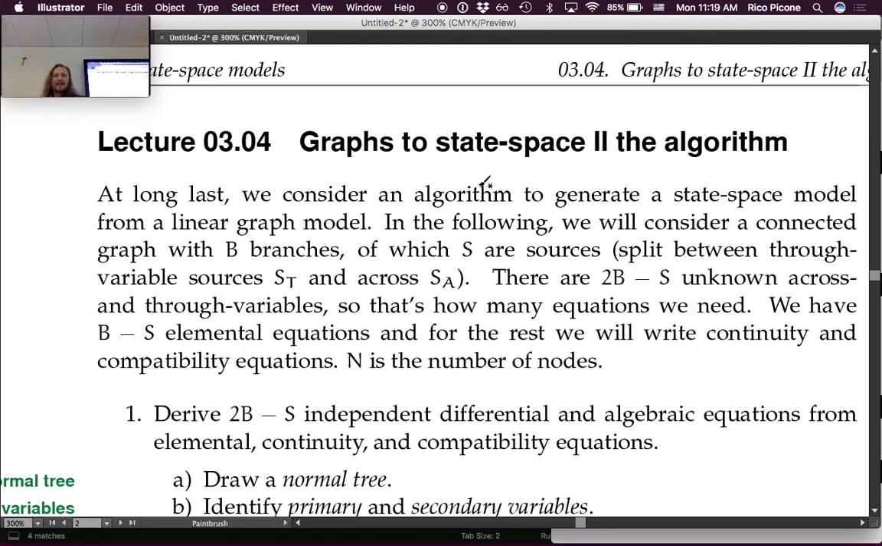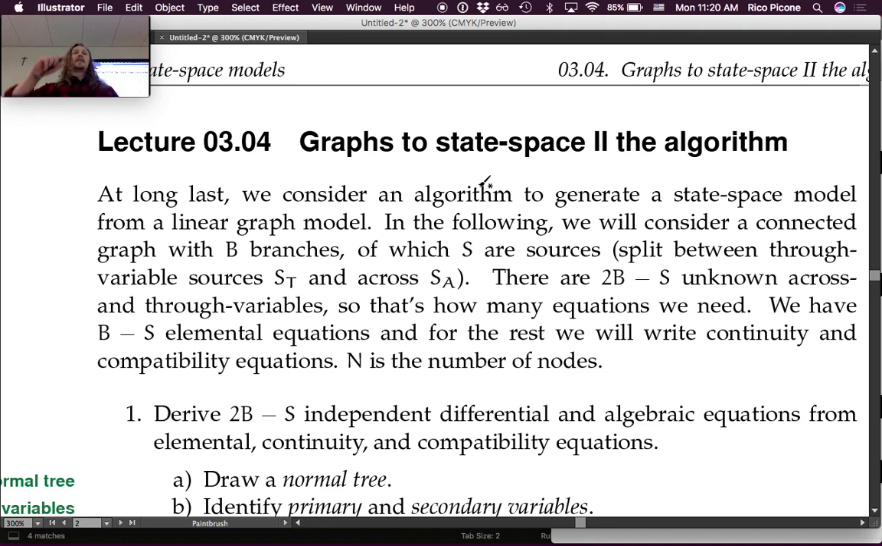So now that we understand each other, lecture 3.4 is the second part of this bridge between a linear graph and a state space model. So this is the algorithm. At long last, we consider an algorithm to generate a state space model from a linear graph model. In the following, we will consider a connected graph.